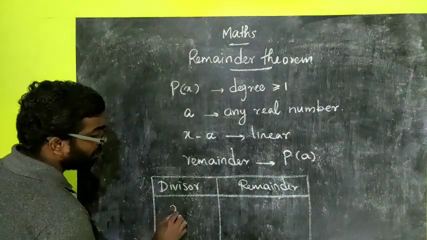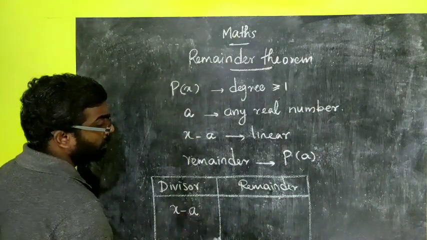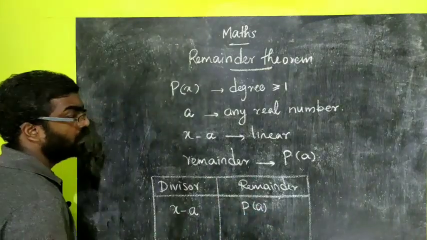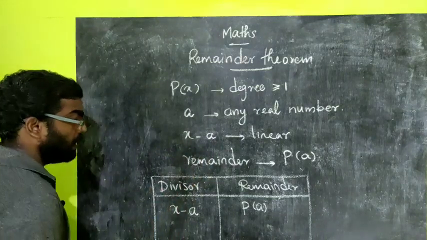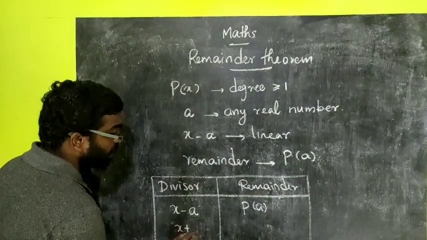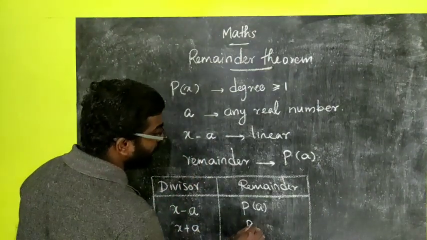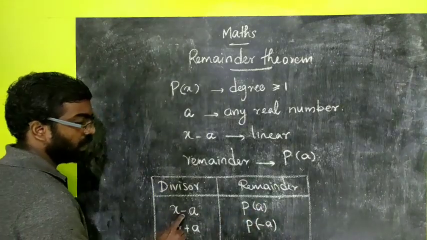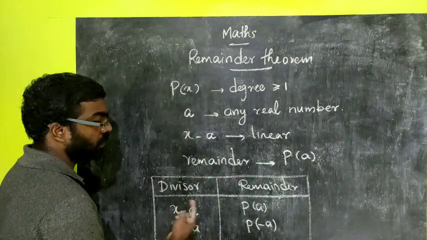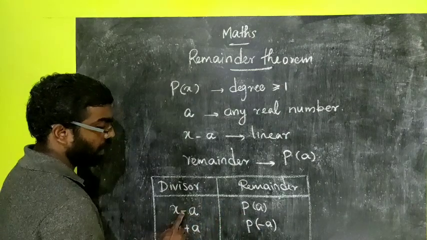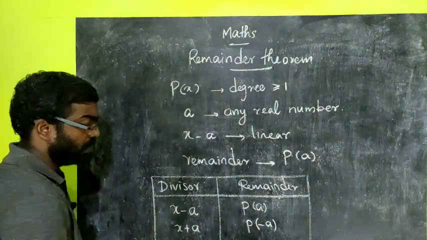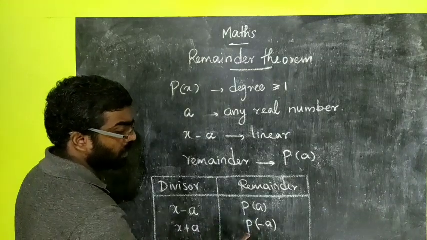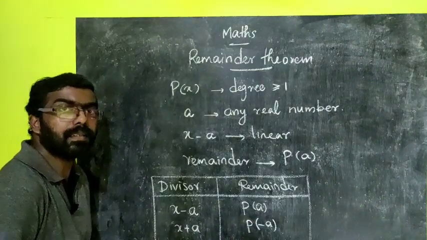If the divisor is x minus a, then the remainder comes out is p of a. Okay, that we have already discussed. And if the divisor is x plus a, then the remainder will be p of minus a. Here x minus a, so we have to change the sign, p of a; here x plus a, in the remainder part it is p of minus a.